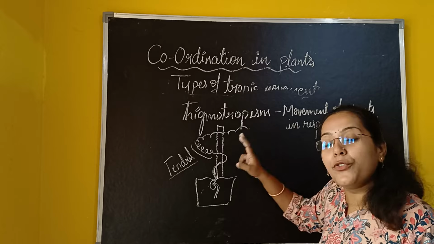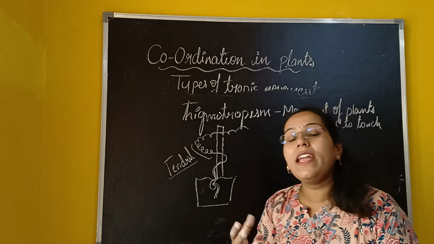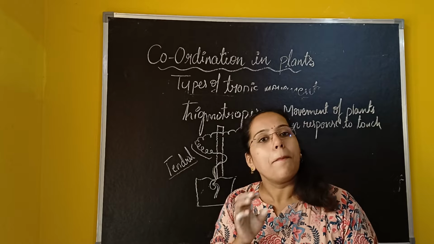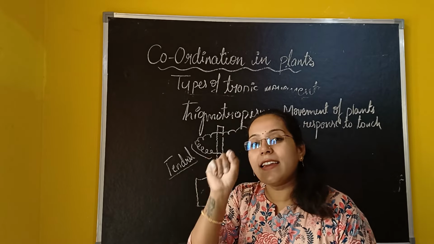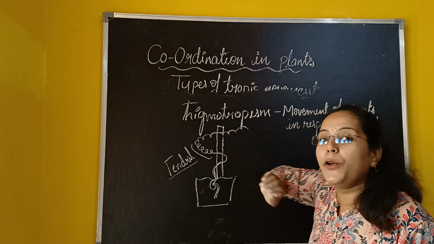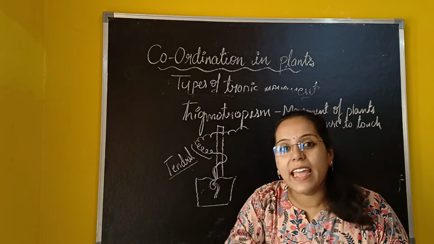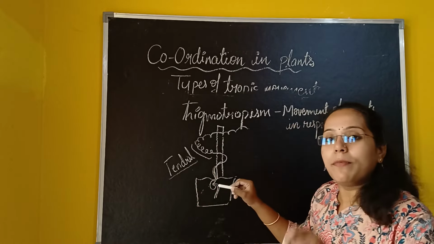Is that clear? It is showing the rapid growth. That means the plant is showing response to touch. When this tendril, the circle part, comes close to this support, it grows fast. So when I talk about this particular point, you must know this concept.